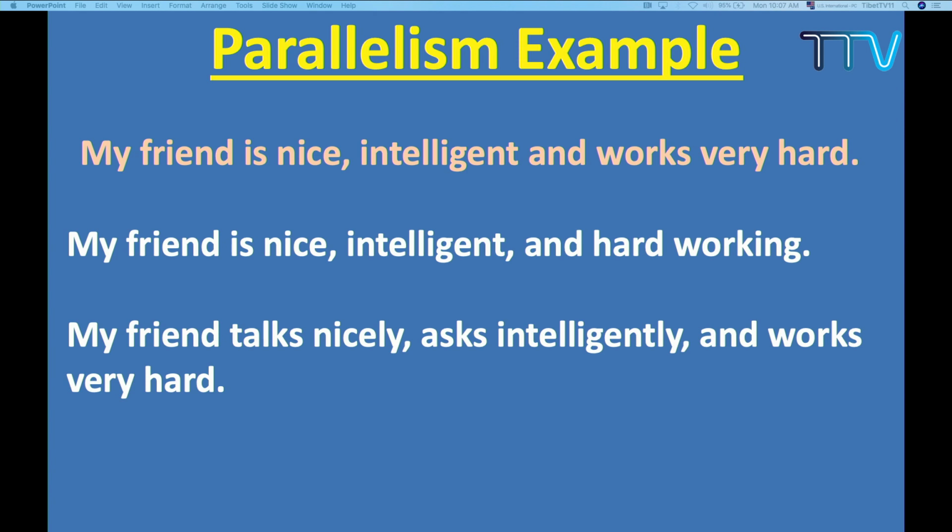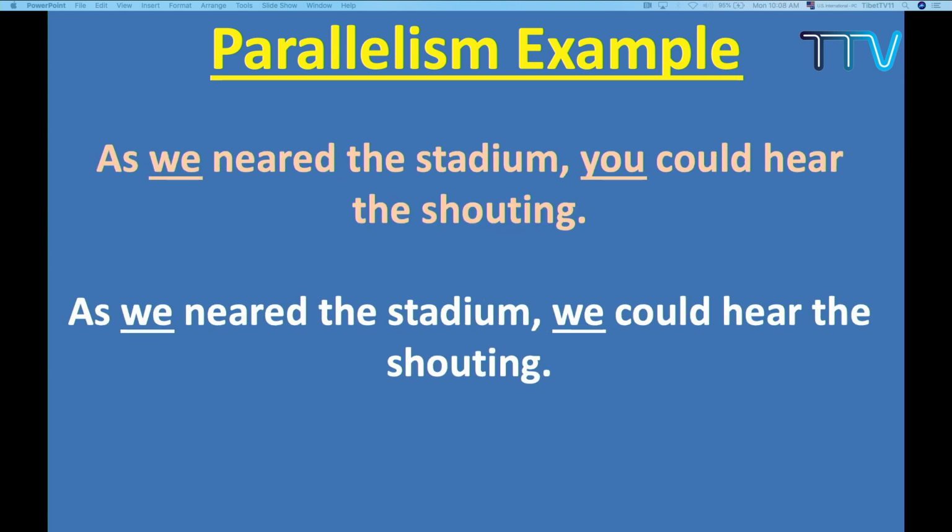If you look at this, in all the sentences I am using the same form, that is adjective. Now, the second: my friend talks nicely, asks intelligently, and works very hard. In this sentence, I have started using all adverbs. So if you are using adverbs, make sure you write all adverbs. If you are using adjectives, make sure you write all adjectives. You should not mix up. That mistake is called parallelism. Did you understand the meaning of parallelism?